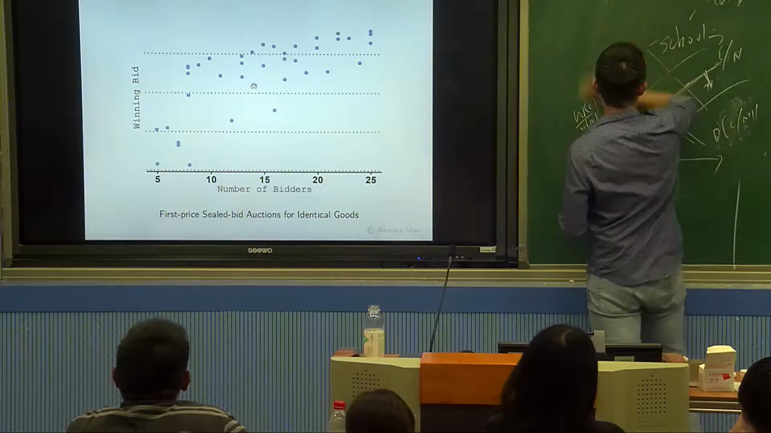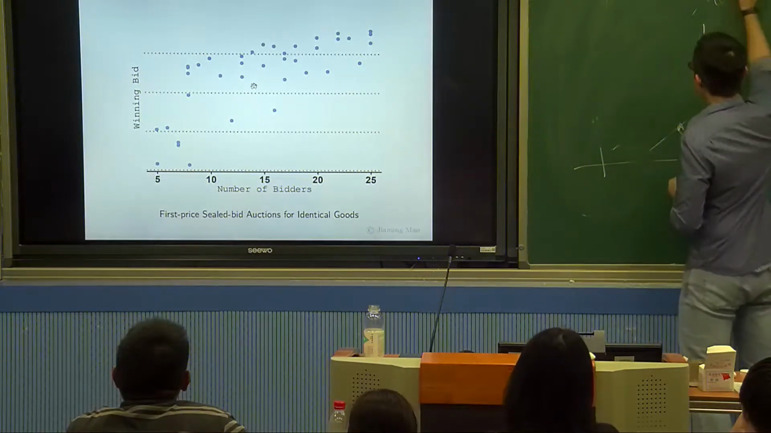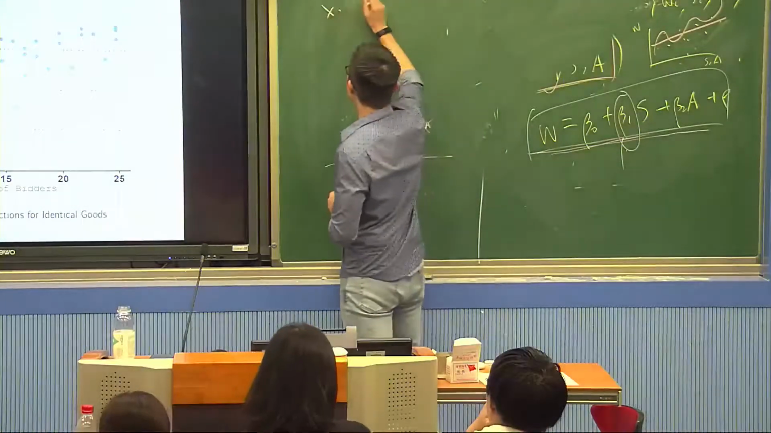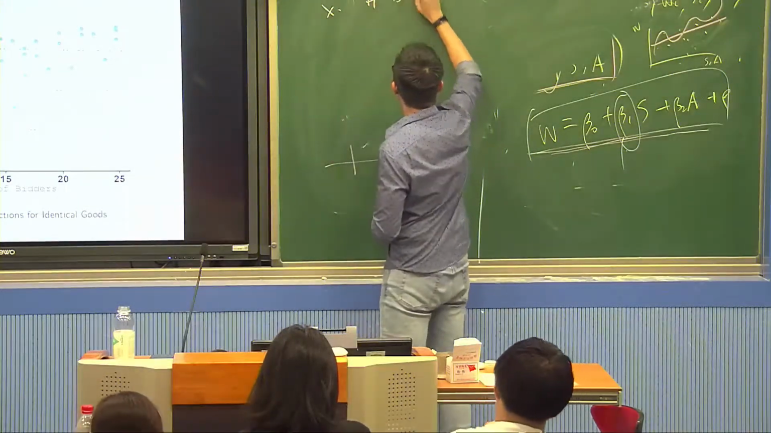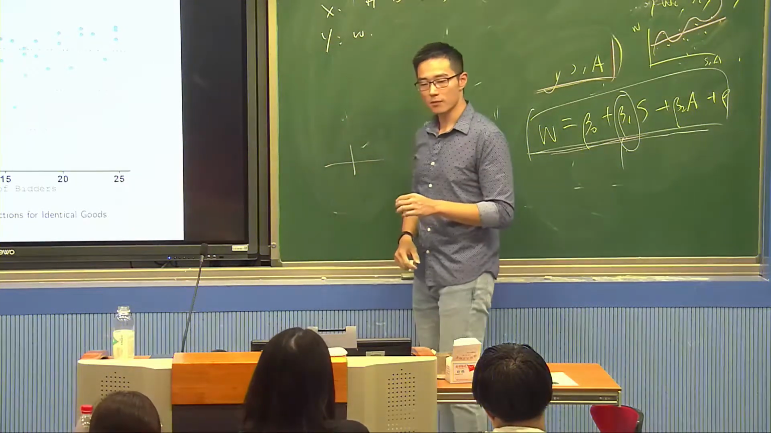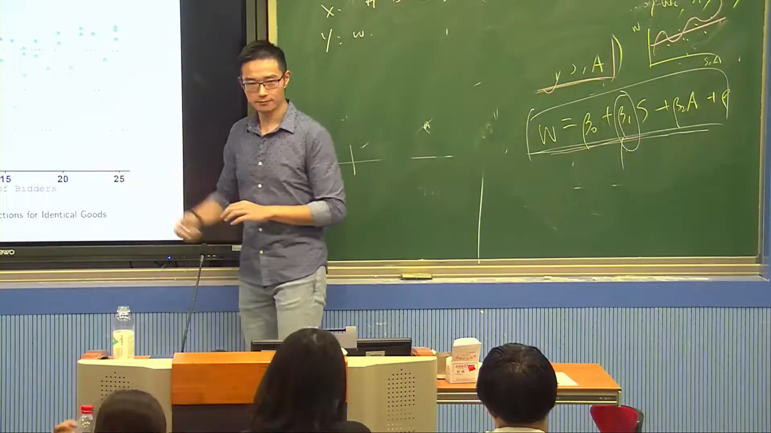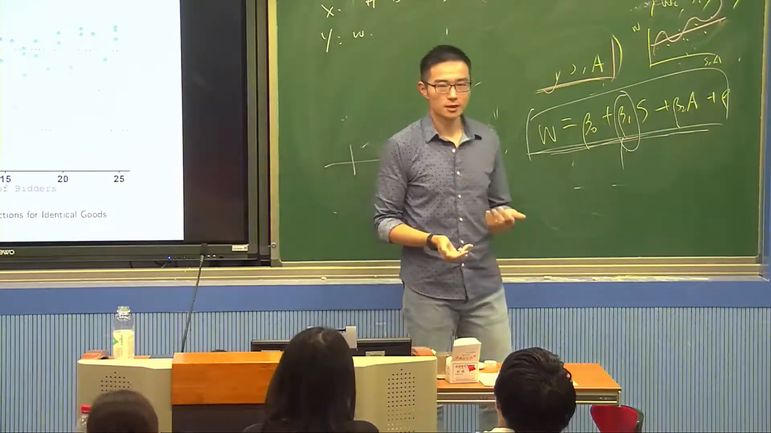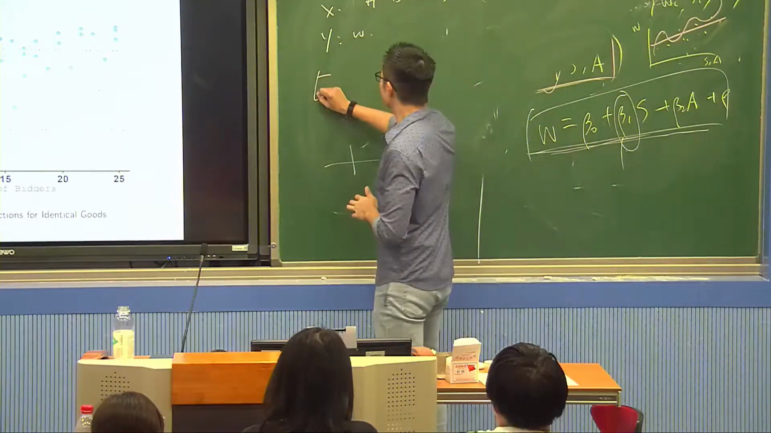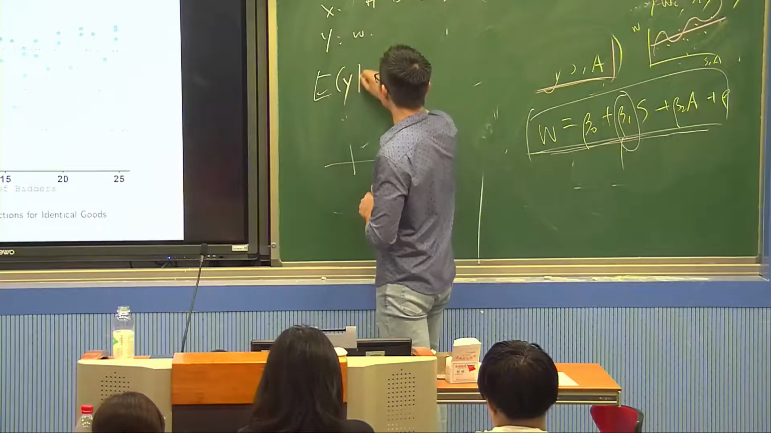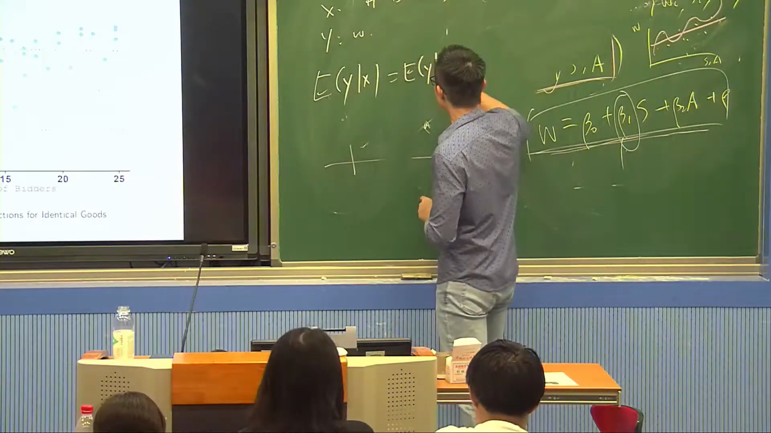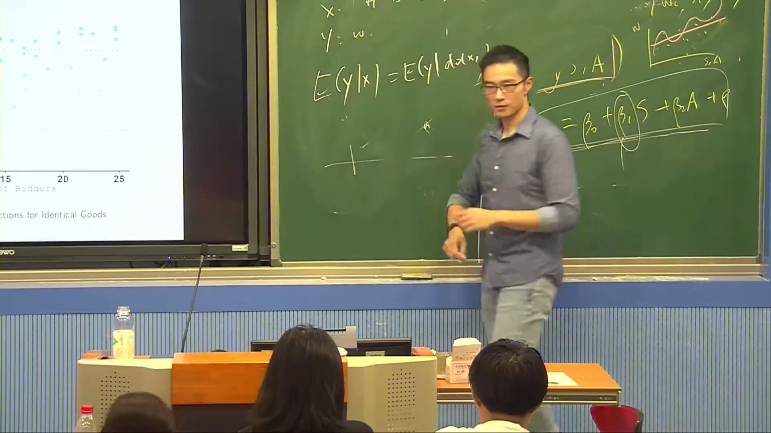So what is our goal? Our goal is to predict the winning bid. X is the number of bidders, Y is the winning bid. So my goal is to predict Y using X. The first approach is reduced form, and the reduced form approach here is extremely simple. Basically, E[Y|X], the winning bid given X, is just E[Y|X].